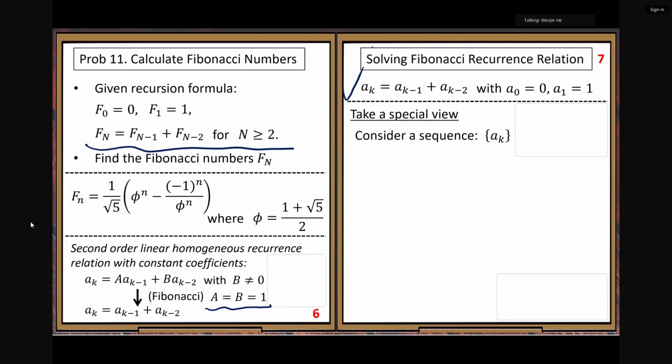Fibonacci number as a sequence. Here, this sequence is our data. Okay? So that is our data. Here we want to understand our data. Our data, we want to understand it.